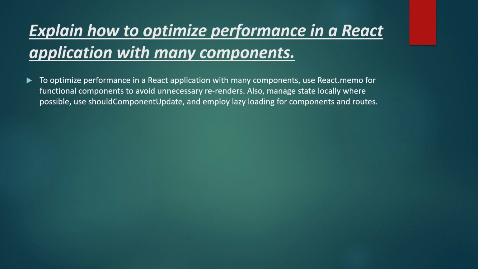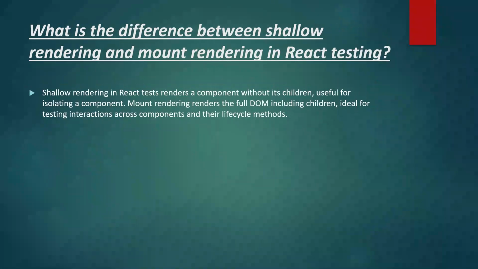Now let's move to a different question. Explain how to optimize performance in a React application with many components. To optimize performance in a React application with many components, use React.memo for functional components to avoid unnecessary re-renders. Also manage state locally where possible. Use shouldComponentUpdate and employ lazy loading for components and routes.